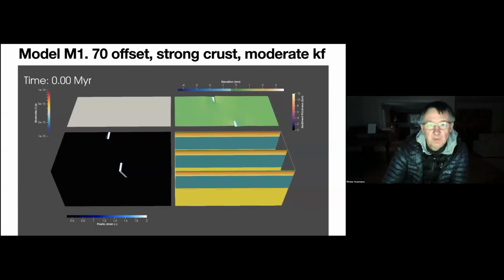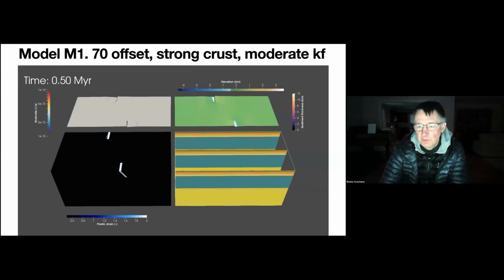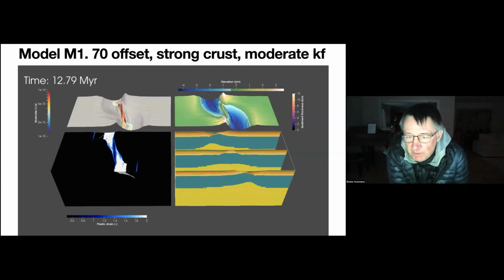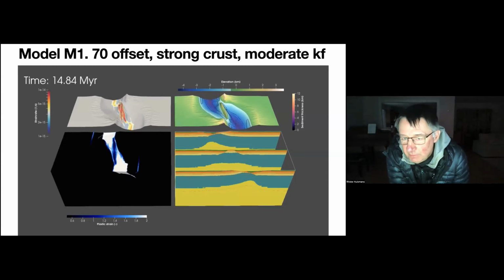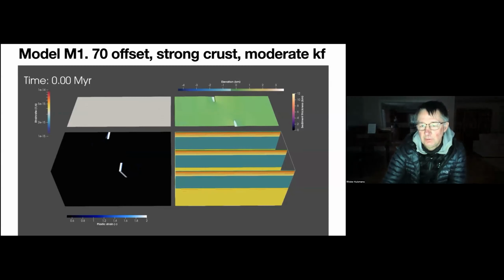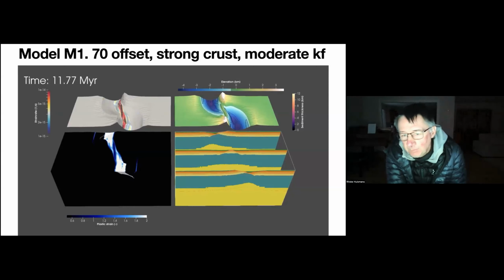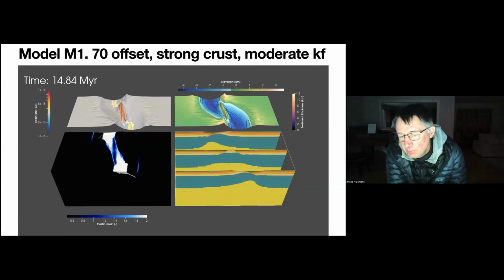So here is the first case. It's a case with a moderate offset. We call this 70 kilometer offset between the seats. The crust is strong, moderate erodibility. So if I run this, we basically see very quick rift flank uplift on the sides. I'll run it again. The other feature that we see is that we have in between the rift segments a horst forming where the two normal faults overlap, right?